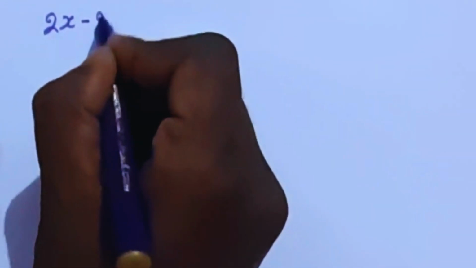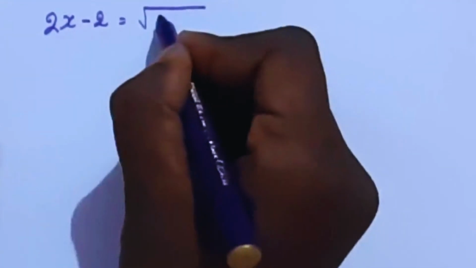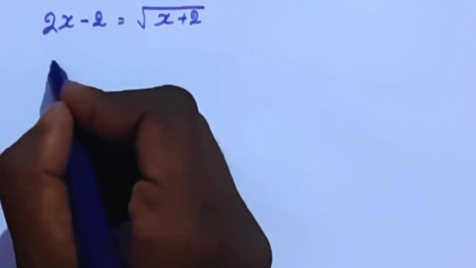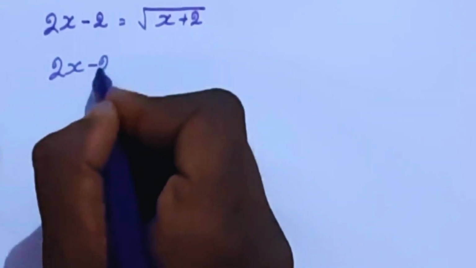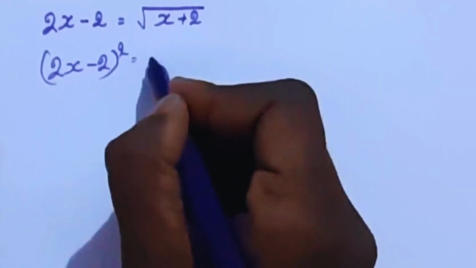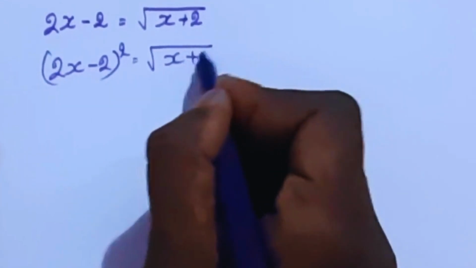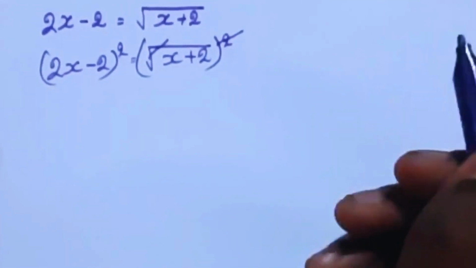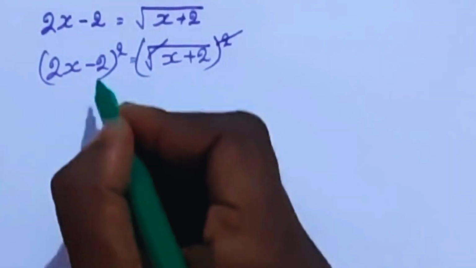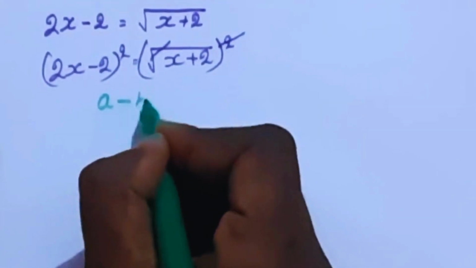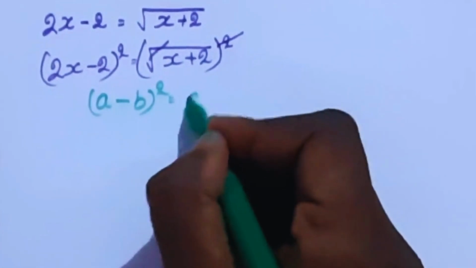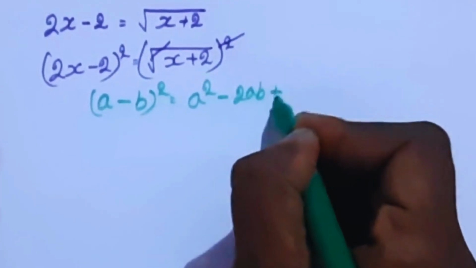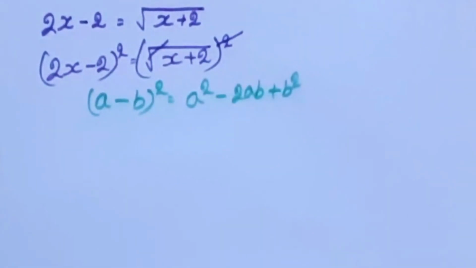Now 2x minus 2 equal to square root of x plus 2. Now take a square on both sides. 2x minus 2 whole square equal to square root of x plus 2 whole square. Now this square and square root will cancel each other. Now here we are going to apply this algebra formula, a minus b whole square equal to a square minus 2ab plus b square.